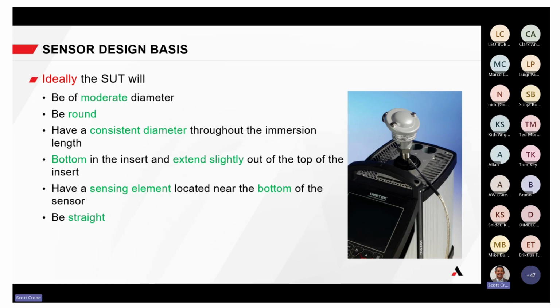It's going to bottom in the insert and extend slightly out of the top of the insert. We'll touch on this again a little bit further on, but you want it to be long enough that when you set it in the dry block insert, it's going to stick out. It's going to have a sensing element located near the bottom of the sensor. Again, we'll talk about that a little bit, but you want that near the bottom because that's where the control circuitry is going to be in a single zone well. And you want it to be straight. Being curved or another shape is just not really suitable for a dry block application.